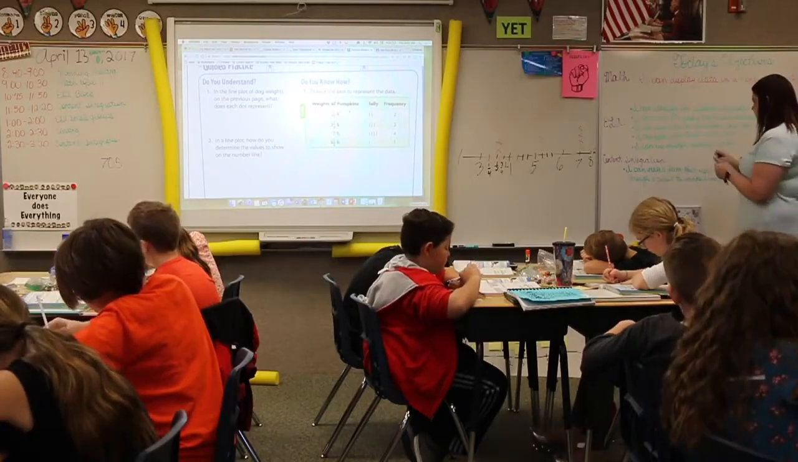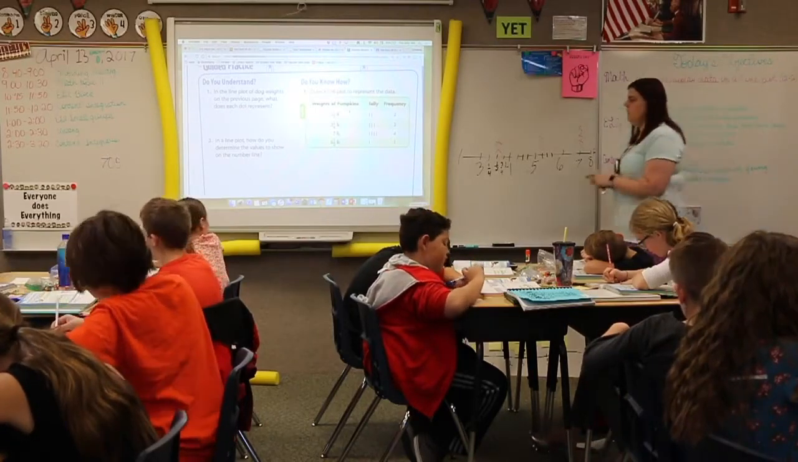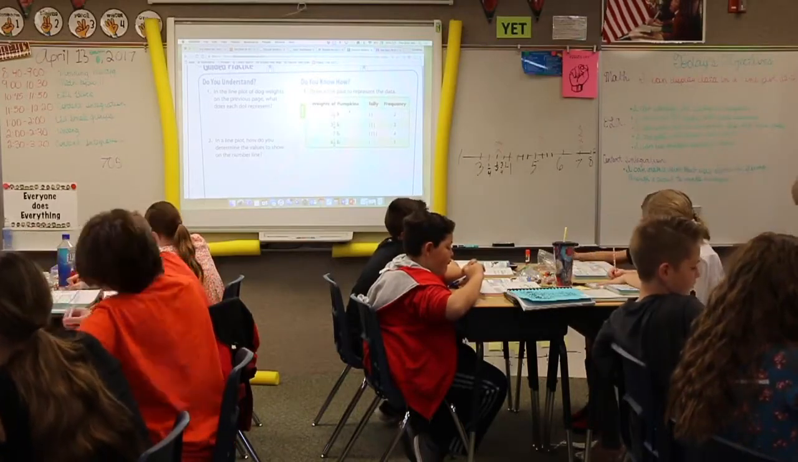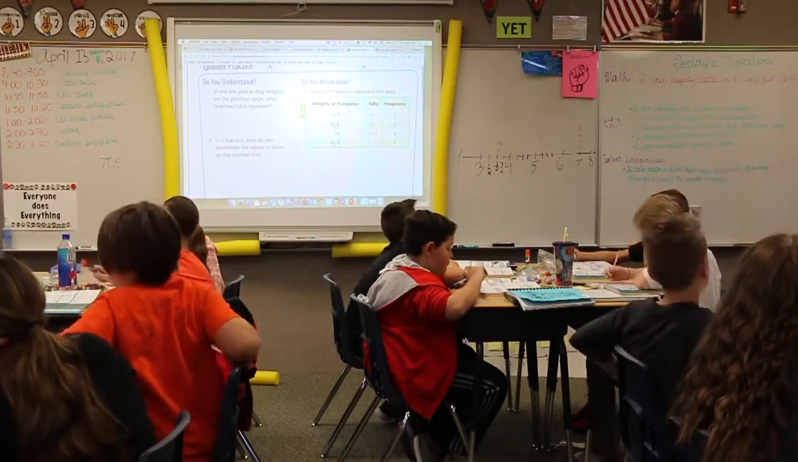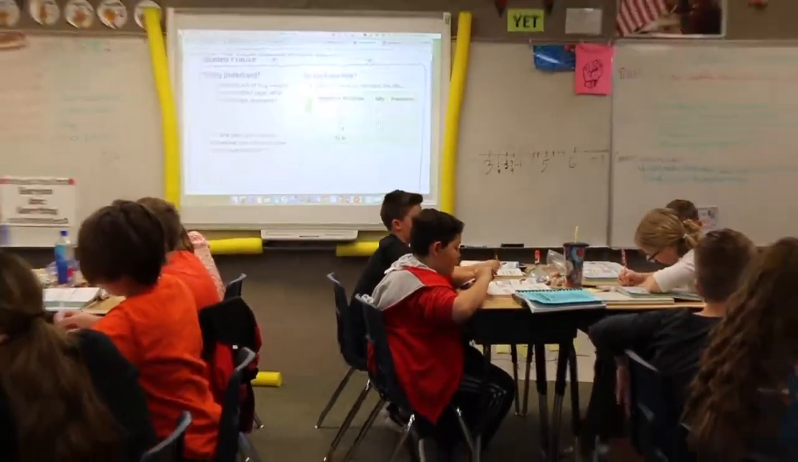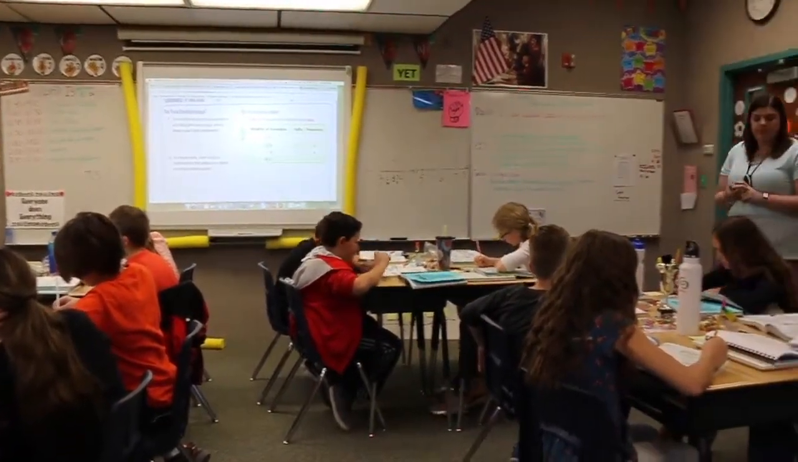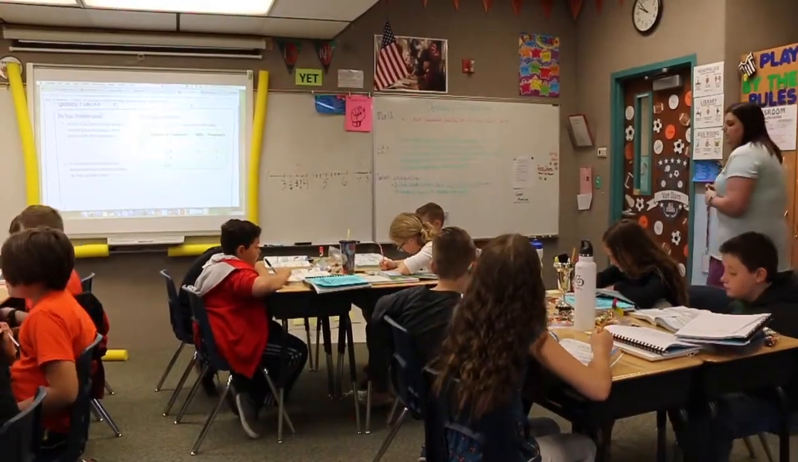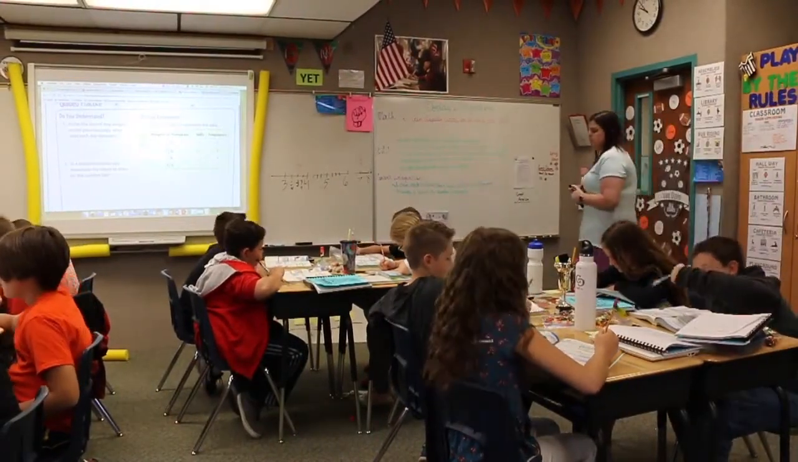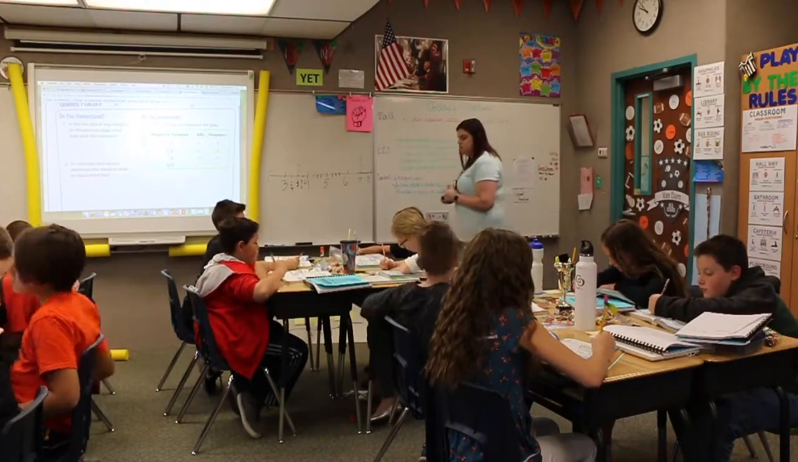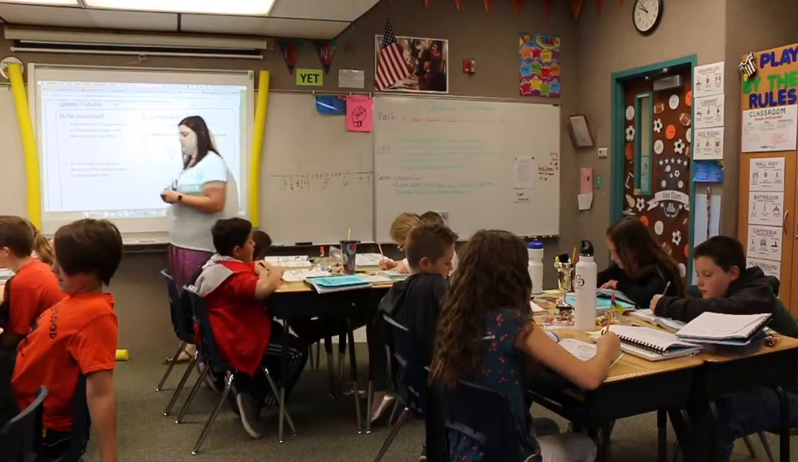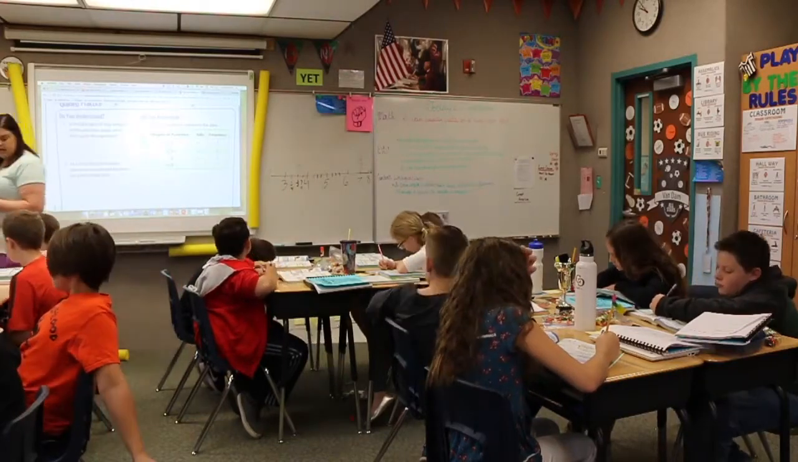So now you have your line plot drawn. You displayed your data in your line plot. I want you to circle the number that had the most, the highest frequency. Which weight of pumpkins had the highest frequency? Circle it. What number did you circle? Seven. Underline the number that had the lowest frequency. What number did you underline? Eight. Just eight? Eight and a half. Great.